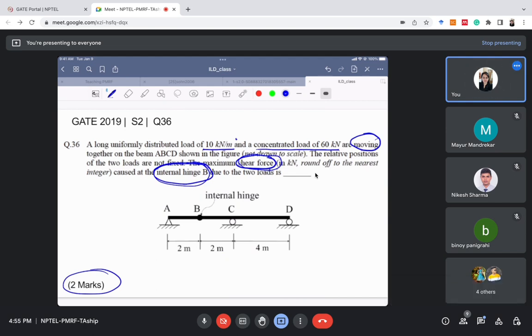So maximum, like 99 or 100% of the cases, they'll give you the statically determinate beam only for these huge calculations. Okay, so they'll give you that, but please make sure whether it is statically determinate or indeterminate. So it is statically determinate, so now we can proceed.